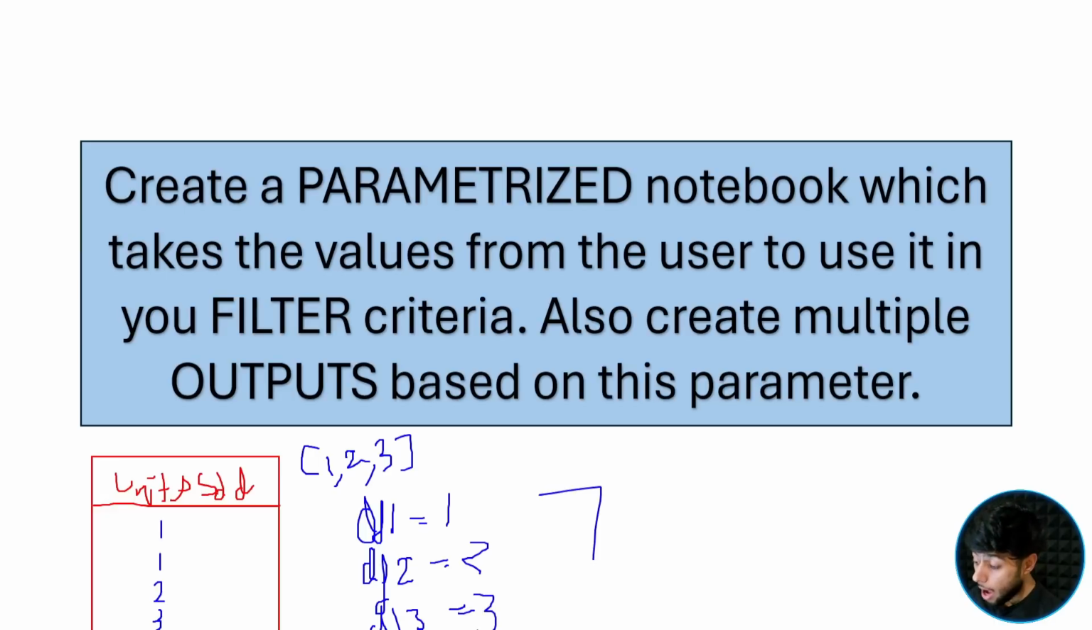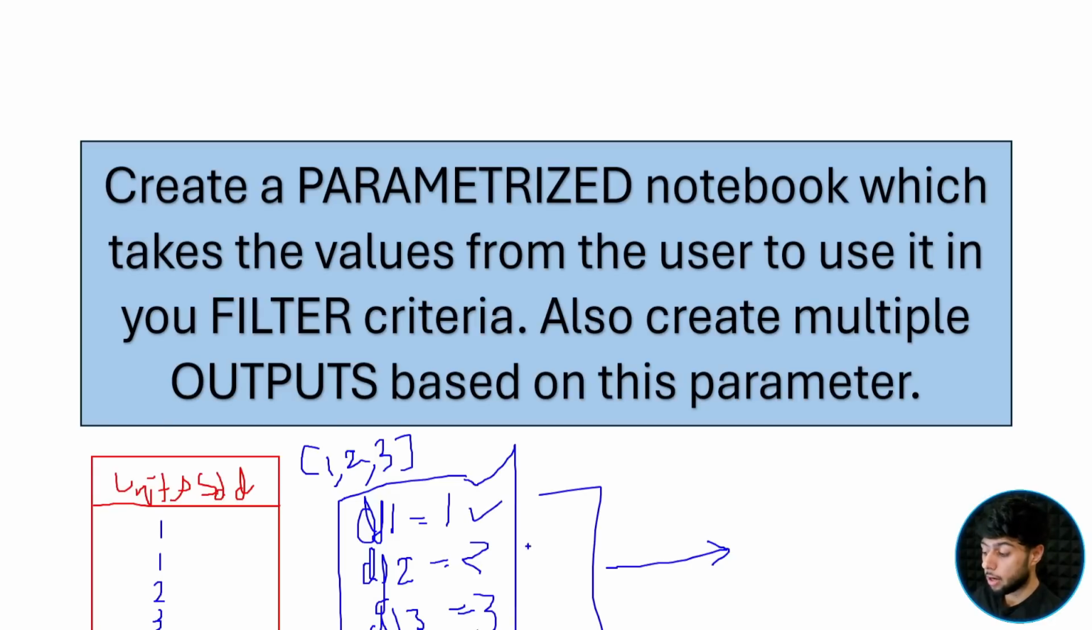Now the next step is we need to create multiple outputs based on this information. That means I want a different output for df1, a different output for df2, a different output for df3. This is a special business requirement that can be asked from you, where you need to prune the data and just provide the data frame which has a particular condition, a particular filter. That's it. Let me show you how you can achieve this.